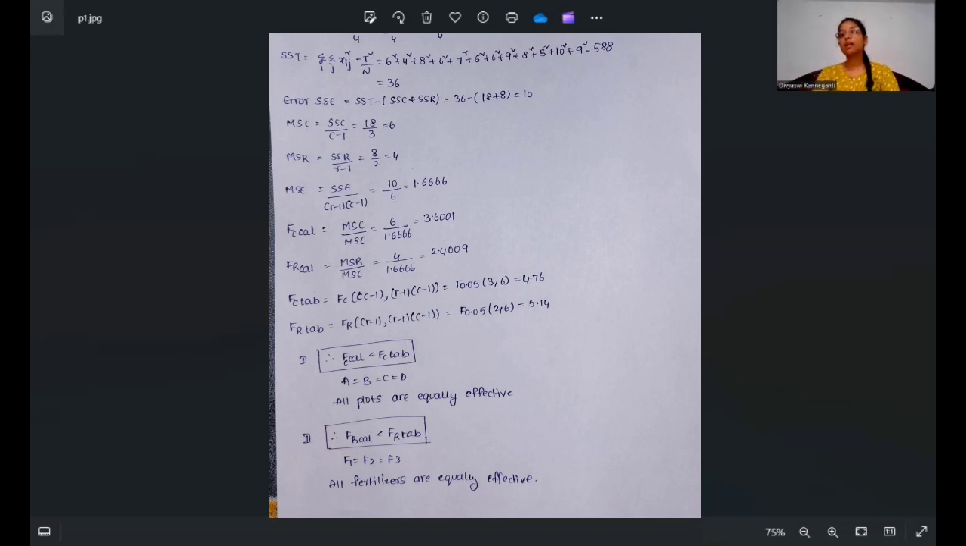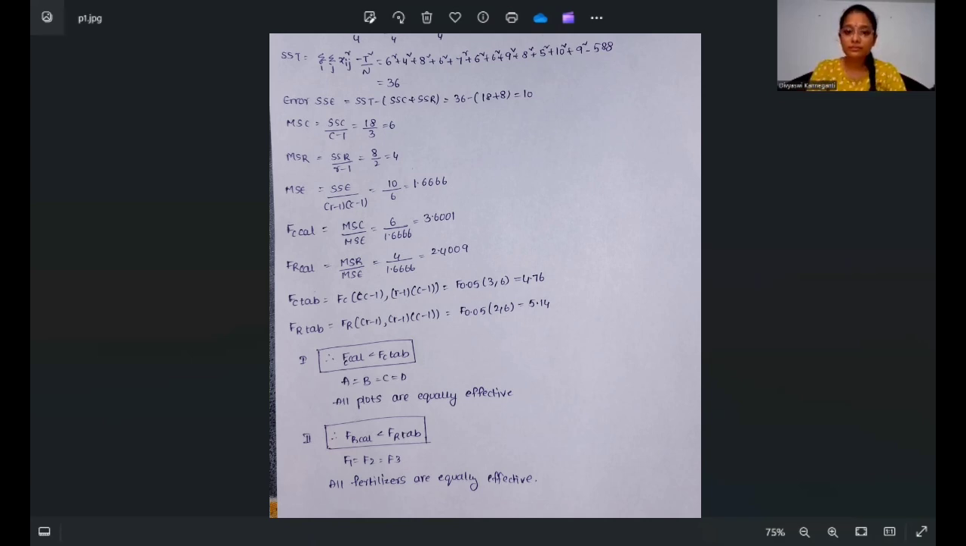So we'll see the table values. According to the formula, we have to check the 3 and 6. In the F distribution table, at 3 and 6, the value would be 4.76, and at 2 and 6, the value would be 5.14.